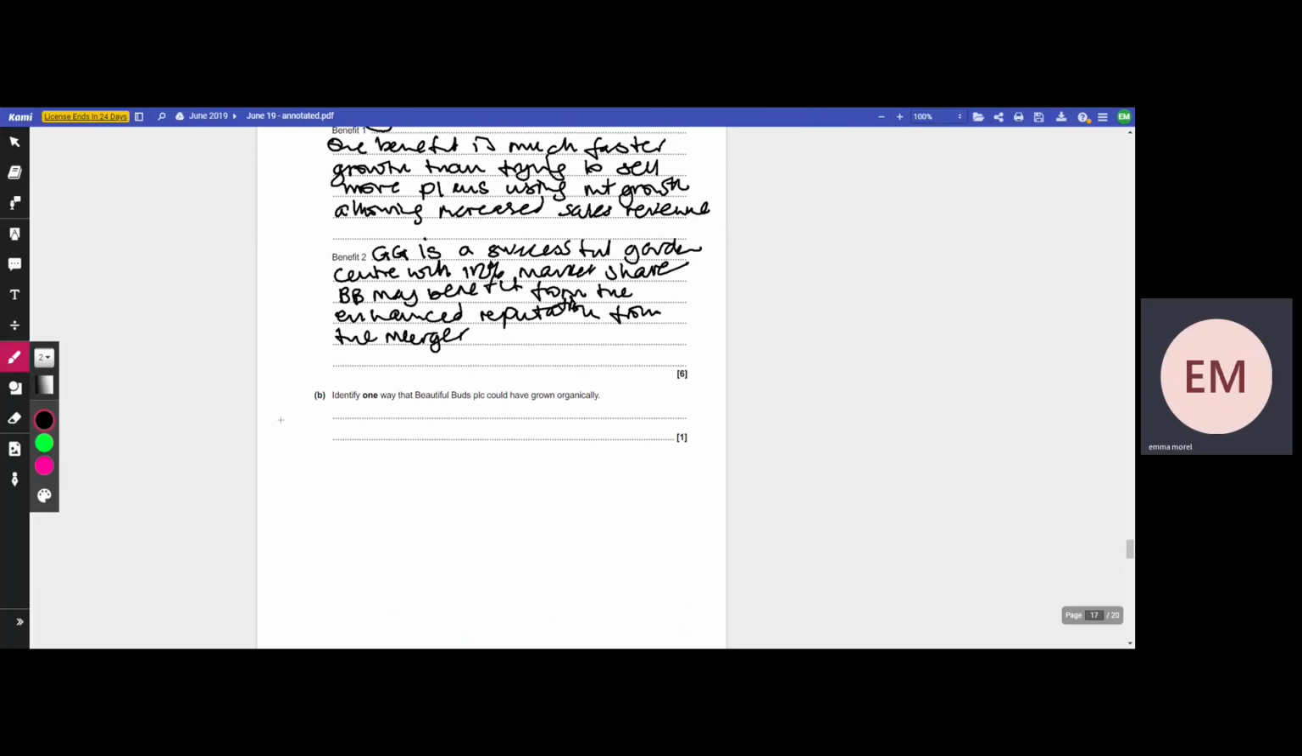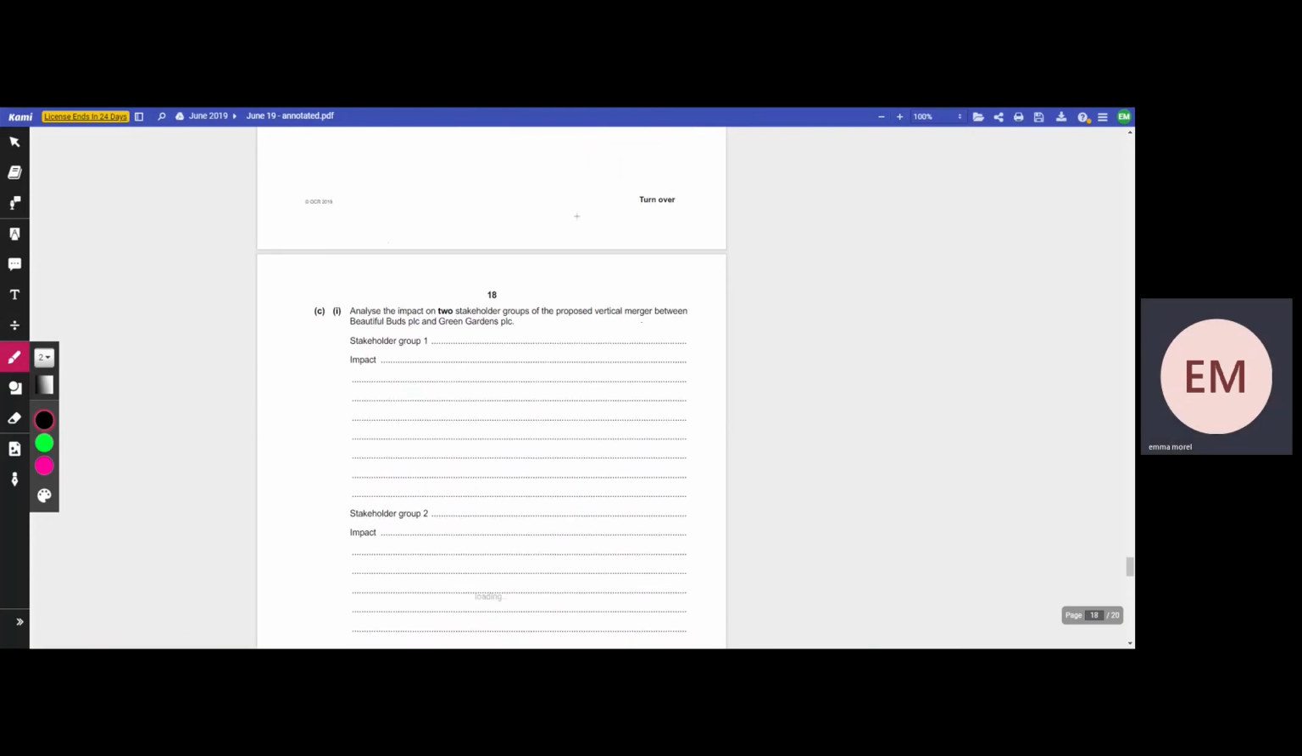So identify one way that Beautiful Buds could have grown organically. I've already said that. So again, it needs to be in context: sell more or varied plants. We could also have had extending the range of garden products. Again, it's got to be something to do with gardens to get our application mark, even just for one mark.